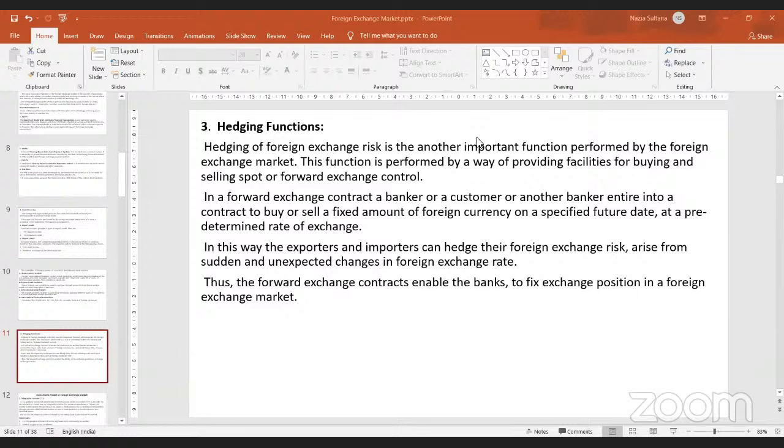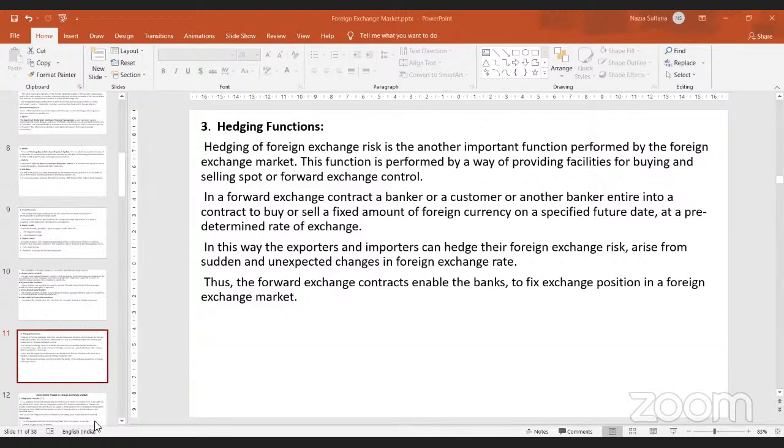But in case you want to safeguard yourself against the risk which may come on account of fluctuation in the foreign exchange rate, then you can decide to buy foreign currency at a predetermined rate, not immediately, but at a future date. So this function is called a hedging function. So your forex market basically performs the function of raising, transferring money, giving credit, and providing hedge to the buyers and sellers of foreign currency.